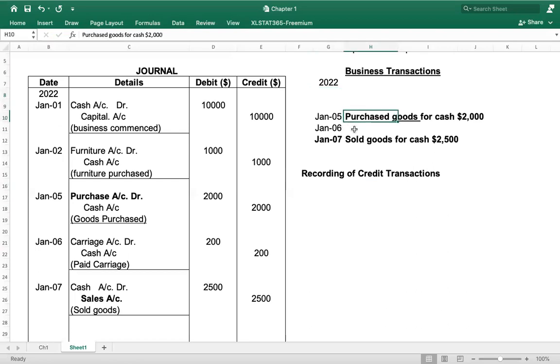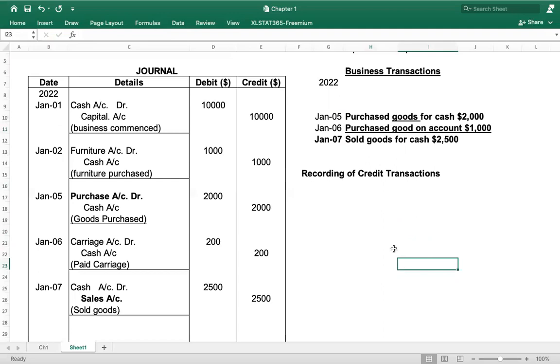Purchase goods for cash 2000. Here I bought goods and I paid the money, no? But if I write here like this, purchased goods on account $1,000, on account means it is a credit purchase. You bought the goods from the supplier, but you didn't pay the money. So this is a credit purchase.